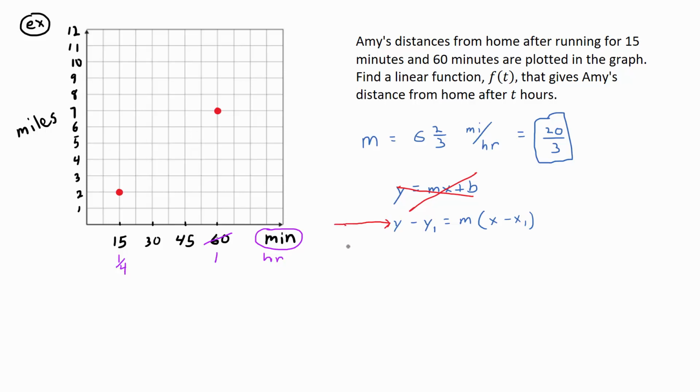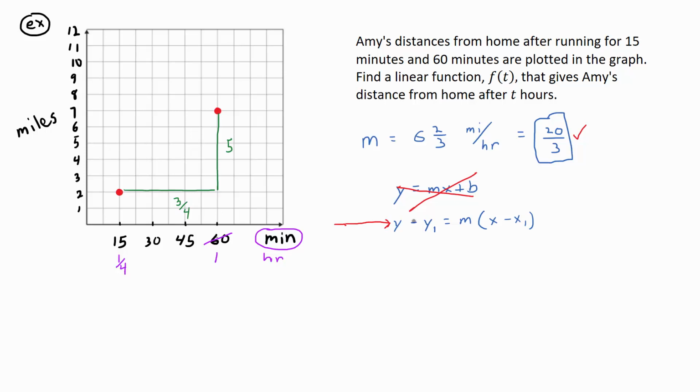So now we need the slope. Oh, we already got it. If we didn't have it, you'd have to find it, but that's easy enough. You would just find the rise here. From 2 to 7, that rises 5. Find the run here. From 1/4 of an hour to 1 hour, that is 0.75 or 3/4 of an hour. And if you take 5 in ratio to 3/4, you will get 20/3. So even if we hadn't done it yet, it wouldn't be too hard to find it.